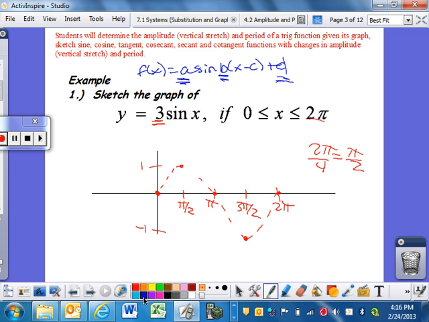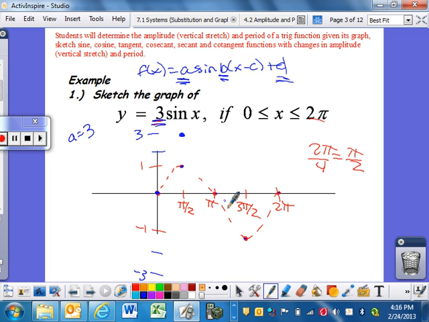Except this time, instead of being at this value, we have a 3 out front. So that's our amplitude. So amplitude is literally a vertical stretch. So my new amplitude is 3. What does that mean? Every coordinate point that you graphed, you need to multiply that y value by 3. Now, if you're at 0, it's going to stay at 0. But if you're at 1, it's going to end up at 3. And if you're at negative 1, it's going to end up at negative 3. So this one will jump up there.